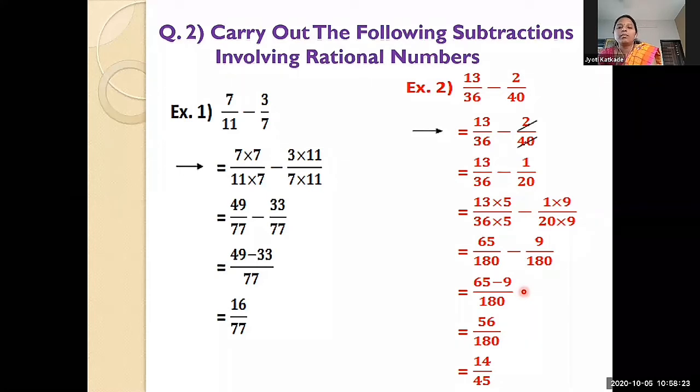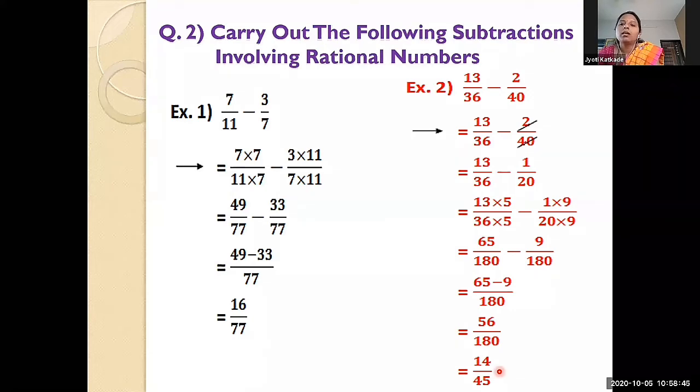Okay. Then 56 divided by 180. Now we can divide 56 upon 180 by 4. Okay. 4 1s are 4. 1 is remaining, then 16. 4 4s are 16. Means we get 14 when we divide 56 by 4.